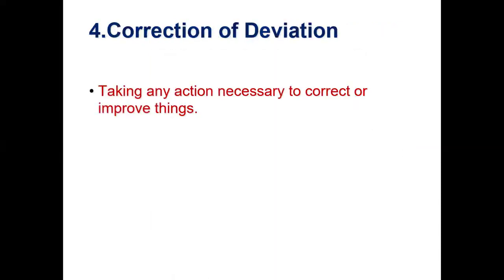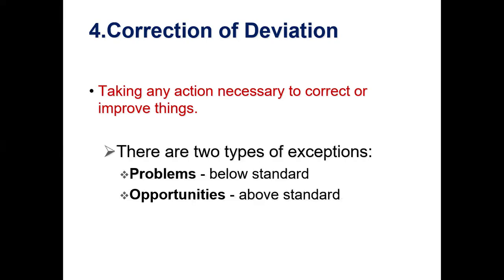And how to correct the deviation? Definitely deviation will come. Once the deviation comes, there are some parameters to correct it. There are two types of exceptions: one is problems, another is opportunities. Problems are for below standard, opportunities for above standard. Now, thank you.